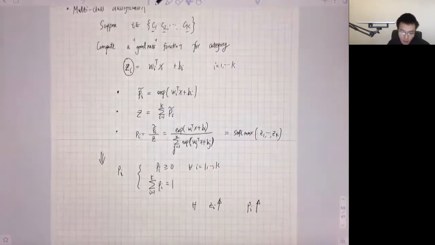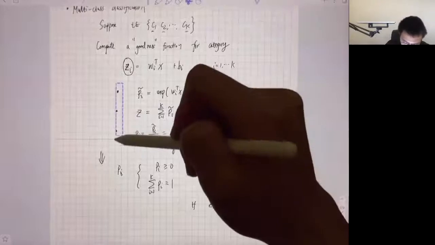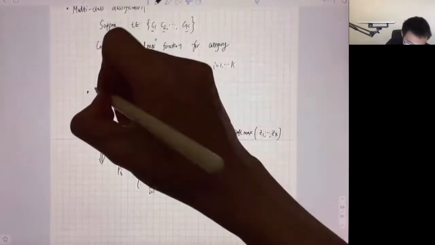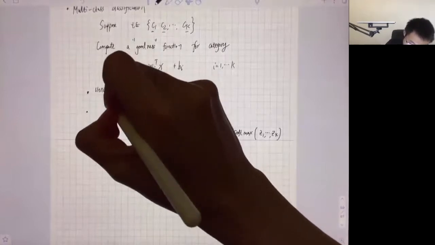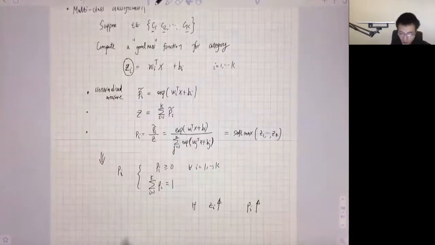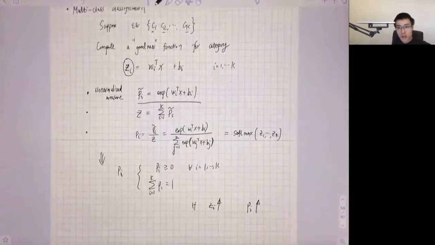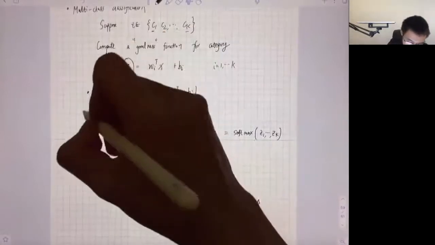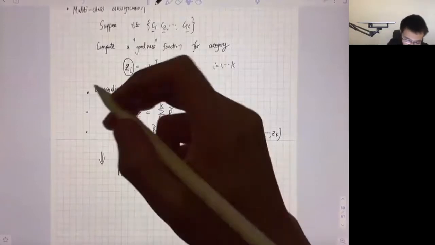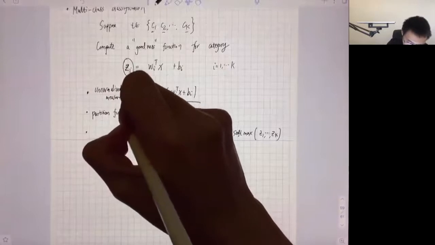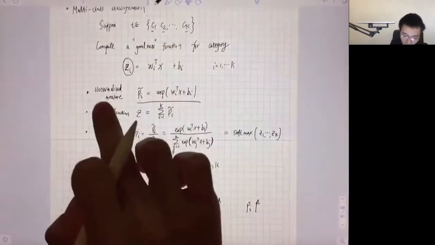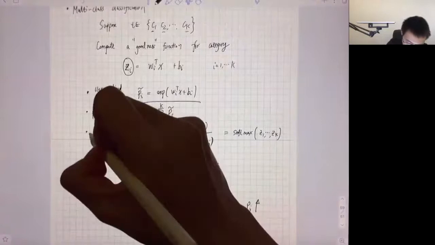Just a few terminology issues. This is known as the unnormalized measure. It's still a measure, but it's just not normalized. When you sum over all i for Pi tilde, it gives you Z. So Z is known as the normalizing factor, or another name, partition function. And when you divide the unnormalized measure with the partition function, you get the probability.